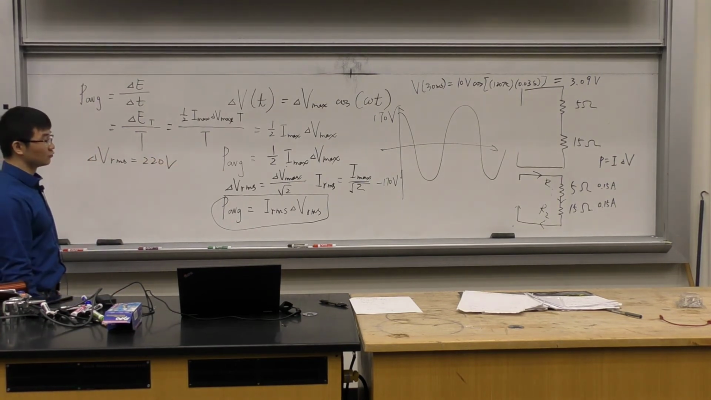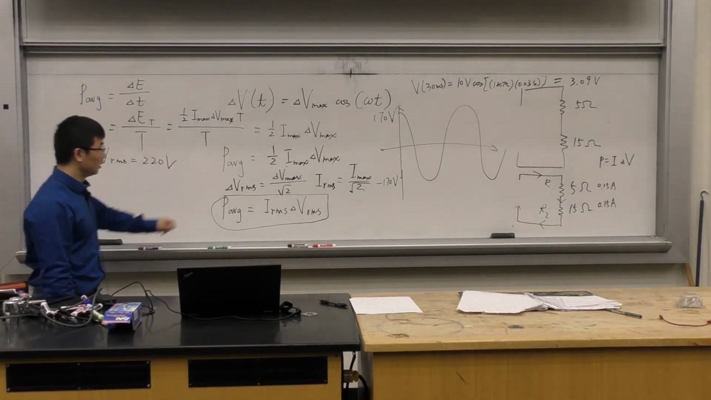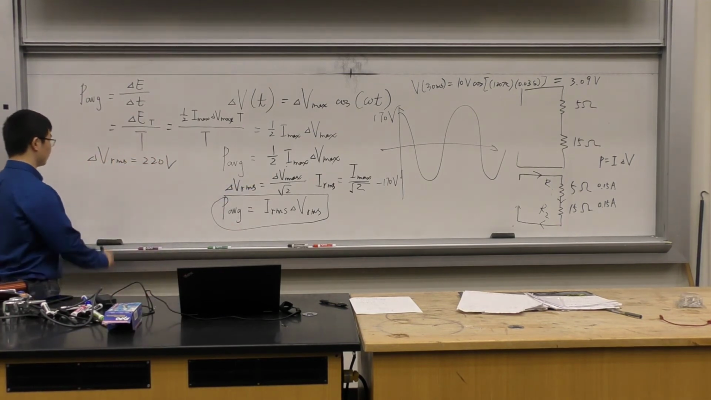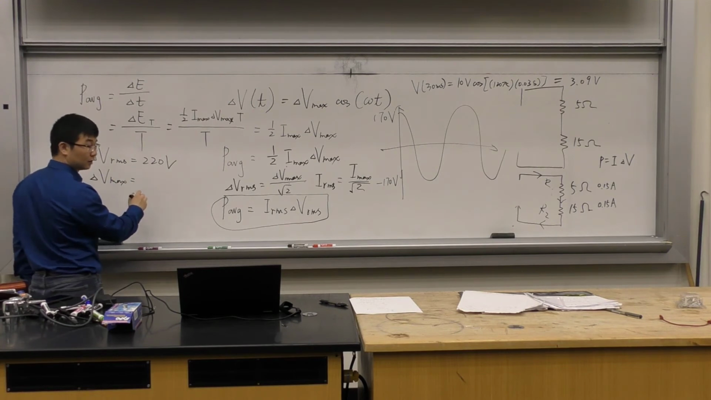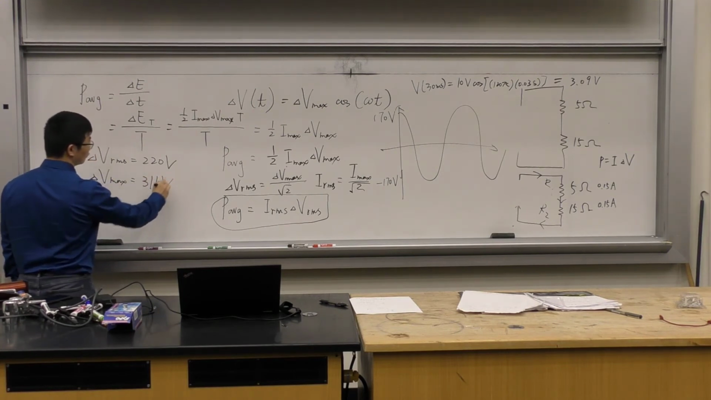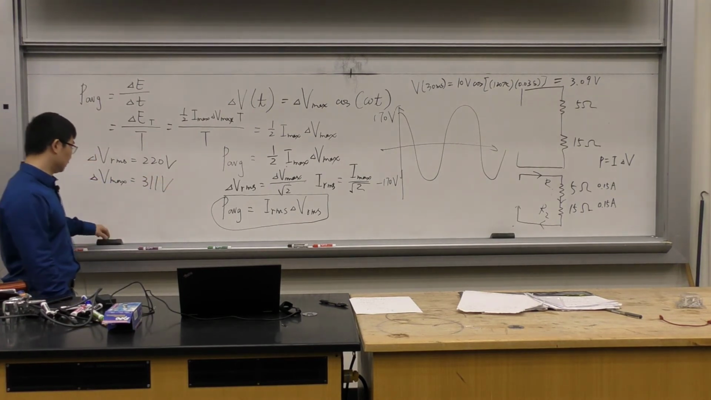Then what would be the maximum voltage you can get from the wall outlet? You just rearrange this equation, right? You can find the maximum voltage you can get in China. That's going to be 311 volts. Okay, don't get them backwards.